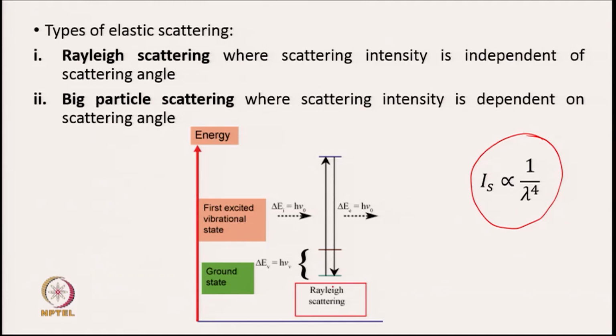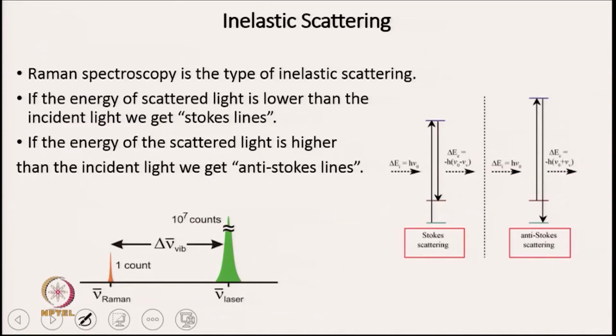So, this is your ground state, and there is a first excited vibrational level. Here is the incident light. If light is incident, it goes to a higher excited level, and then you see this is your Rayleigh scattering. So, lambda of the incident ray is similar to lambda of your scattered light.